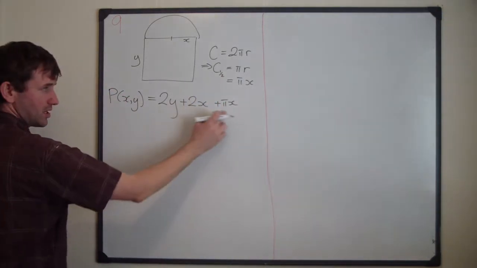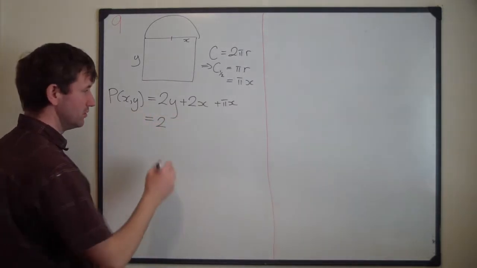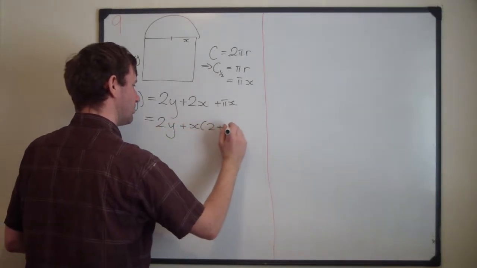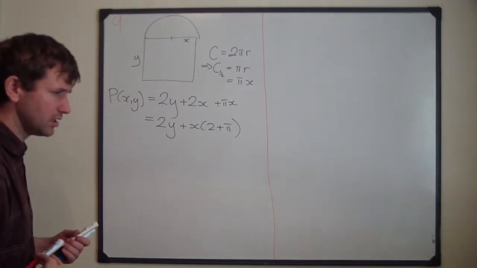Now, if I want, I could take out x as a common factor here. And in fact, we won't take out 2. So you get 2y plus x times 2 plus pi. Okay, so that's what we're looking at. And that's part A.